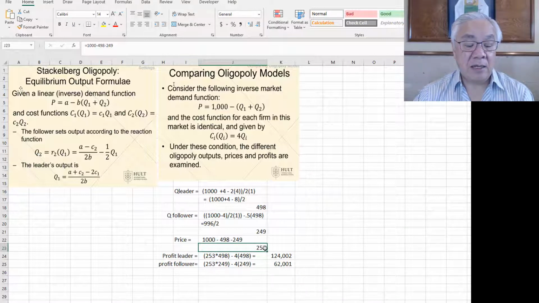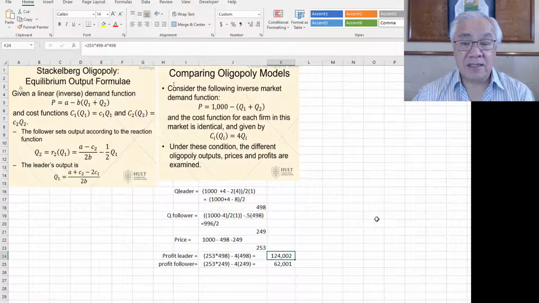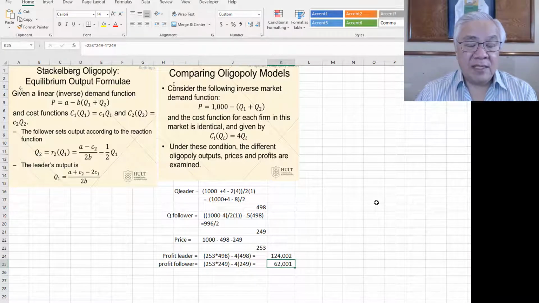Now the profits will be different because the leader is going to get more volume. So they're going to get 253 times their volume of 498 minus the cost function, which is 4 times their quantity of 498. They make 124,002. The follower then has their price, which is the same price, 253, times their quantity, which is a lower quantity of 249, minus, again, the same function of 4 times the quantity they sell. So this leads to 62. So stepping back from this, the leader gets more volume, the leader gets more profit, the follower then bases their move on their reaction function at the point of the move first made by the leader.